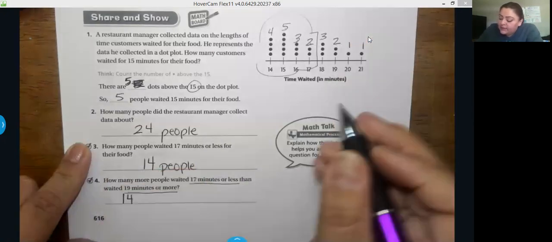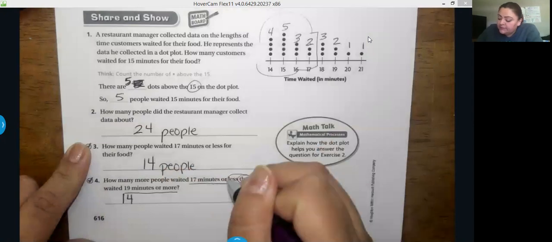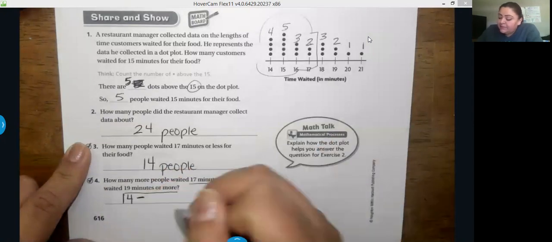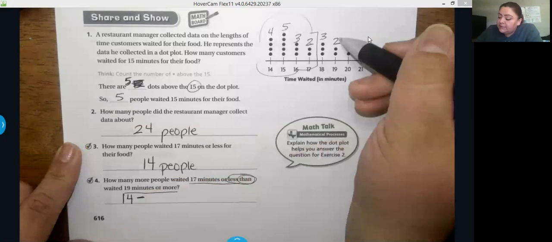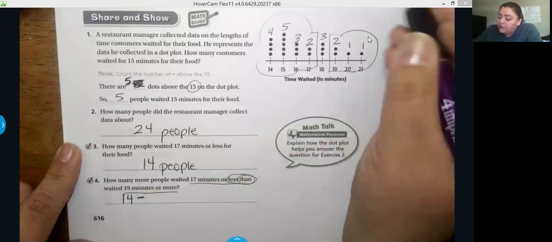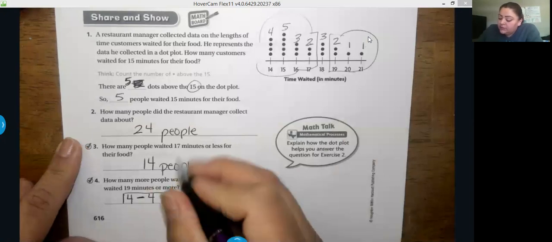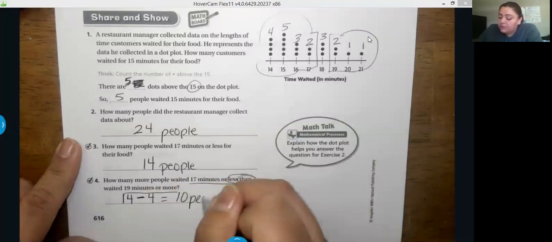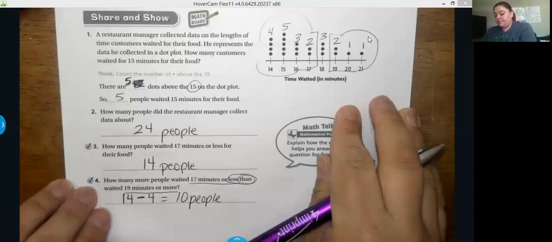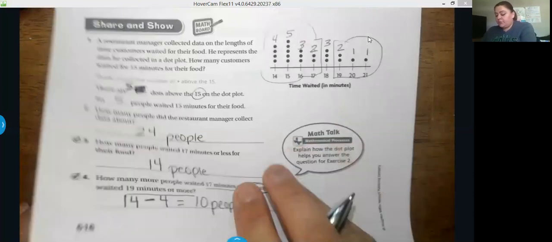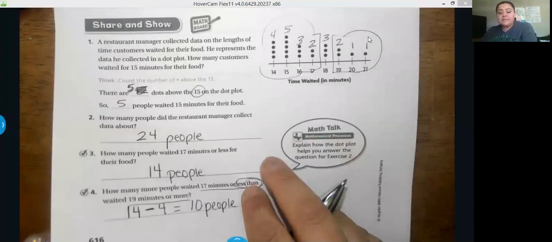Okay, then less than, this right here tells us subtraction, 19 minutes or more. So let's look, 19 minutes or more. So 2, 3, 4. So I'm subtracting the 4. So 10 people. Okay. All right, we're going to do a few more questions and then we will be done.